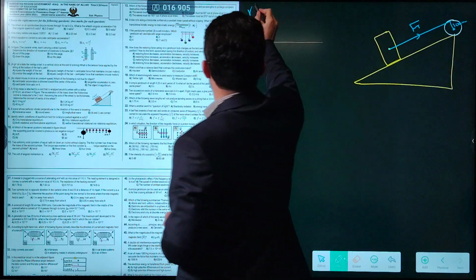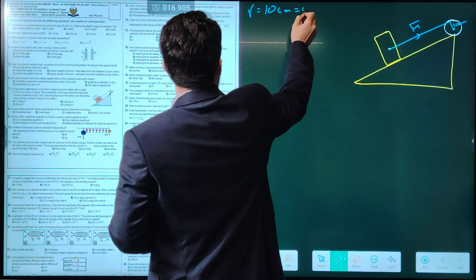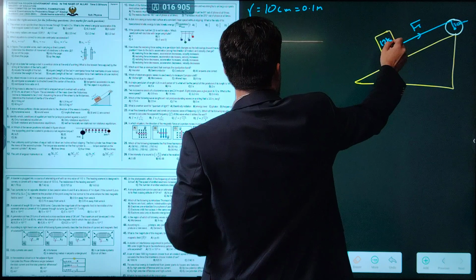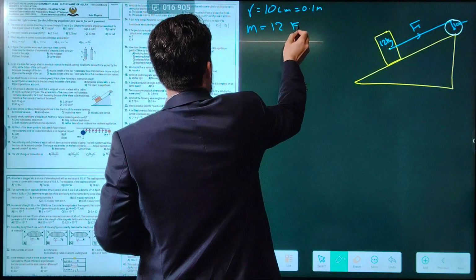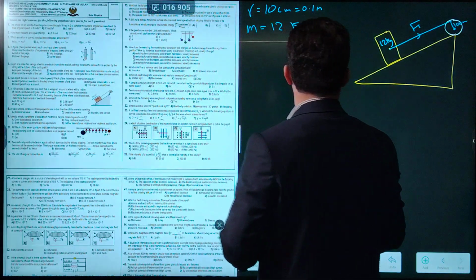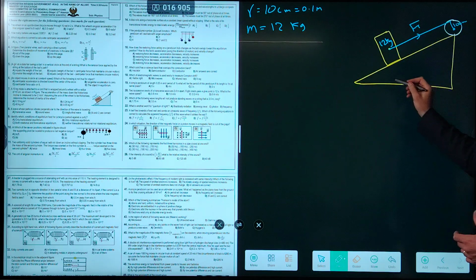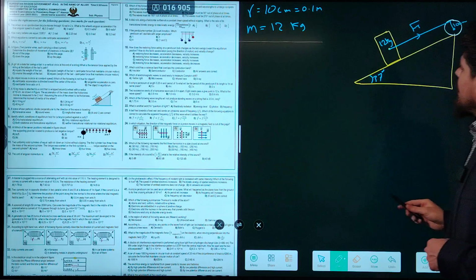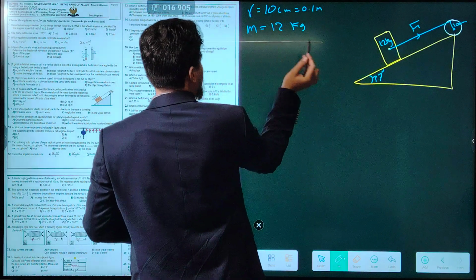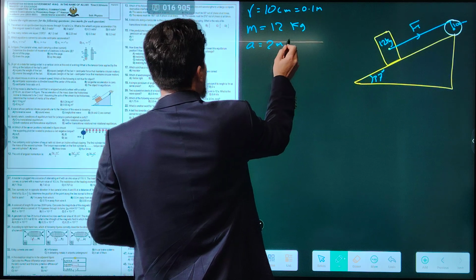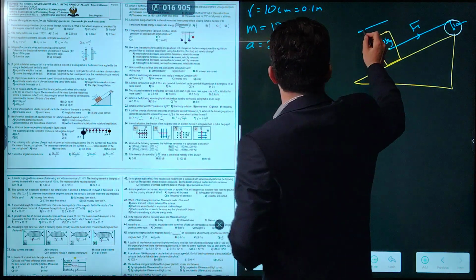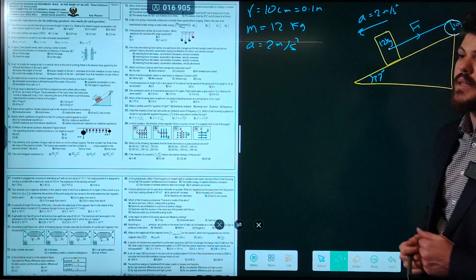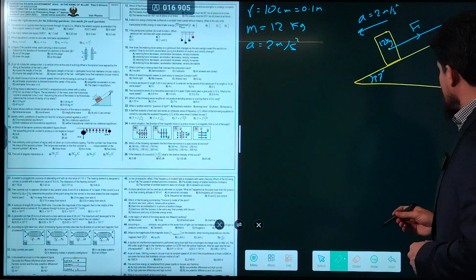The radius of the wheel is 10 centimeter, which is equal to 0.1 meter. And the mass of the object is 12 kilogram. This is the mass of the object, moving downward on this frictionless incline. The angle of the incline is 37 degrees. The object slides down with an acceleration of 2 meters per second square. This is the tangential acceleration of the wheel and the linear acceleration of the object.